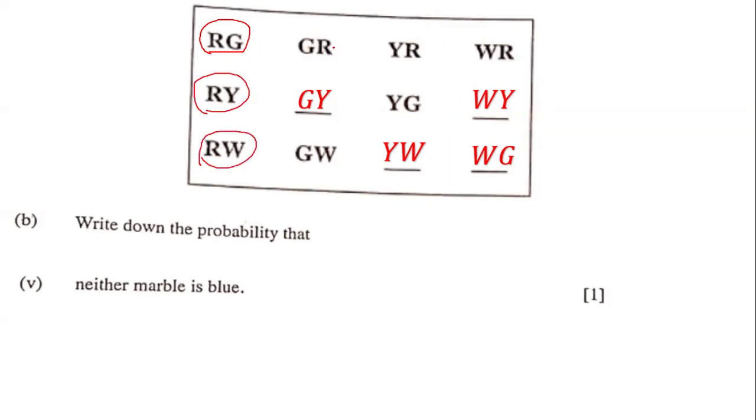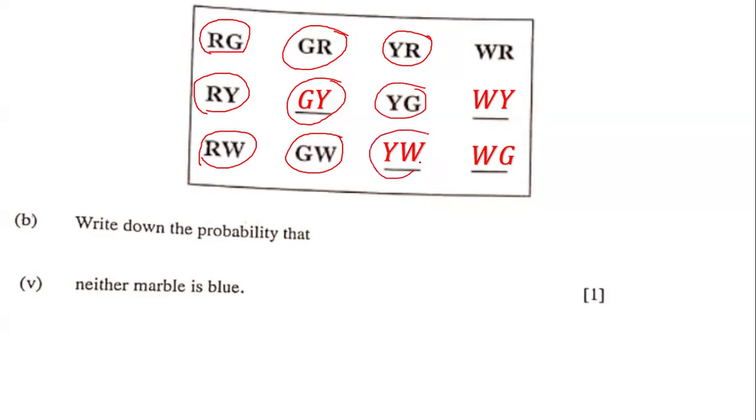This one is green, this one is green, this one is red. So none of them are blue either. Same thing for this one. This one is green, this one is yellow. So none of them are blue. This one is green, this one is W. So none of them are blue. This one is yellow, this one is red. So none of them are blue either. This one is yellow, this one is green. So none of them are blue. This one is yellow, this one is white. So none of them are blue either.